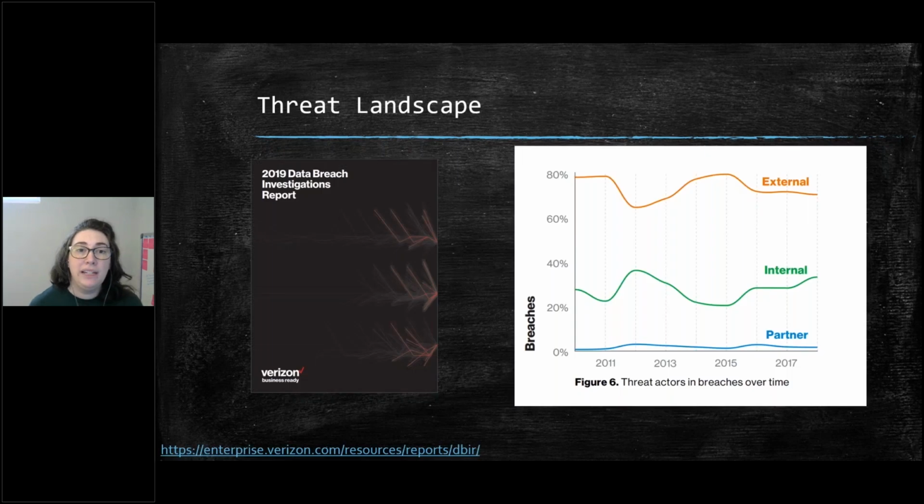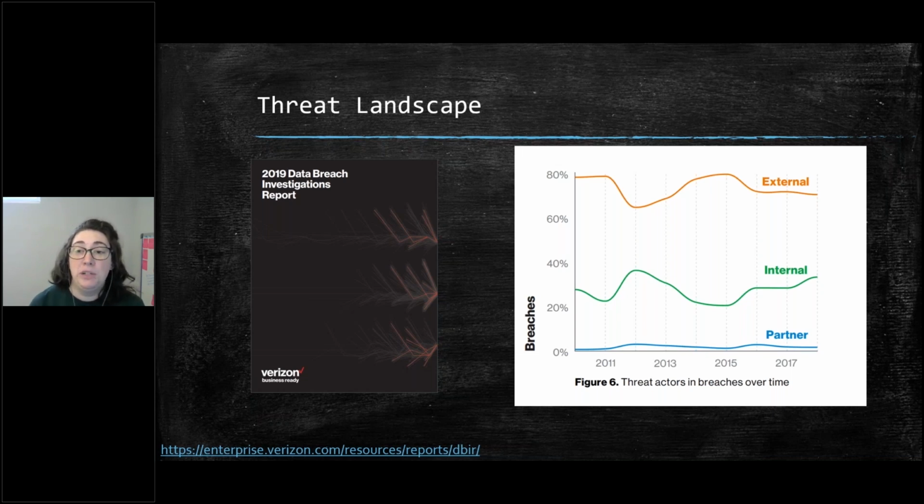So the threat landscape. Every year Verizon comes out with a Data Breach Investigations Report. The one for 2020 has not come out yet, so this is last year's, and it's always a year previous, so this technically was 2018, not 2019. I wanted you guys to take a look at this figure 6. This was pulled directly out of the report. About 80% over the last 10-ish years has been external for the most part. However, we're getting a spike in internal.